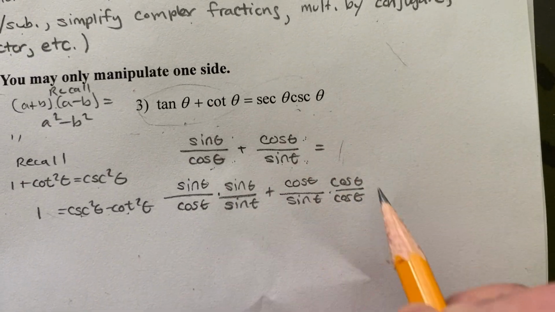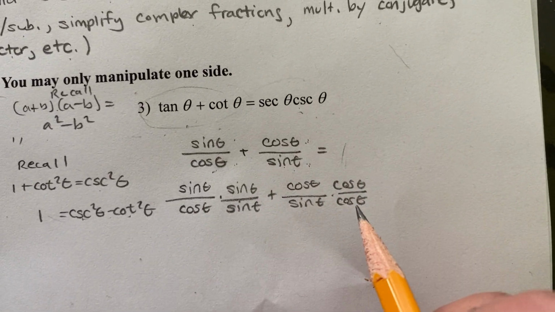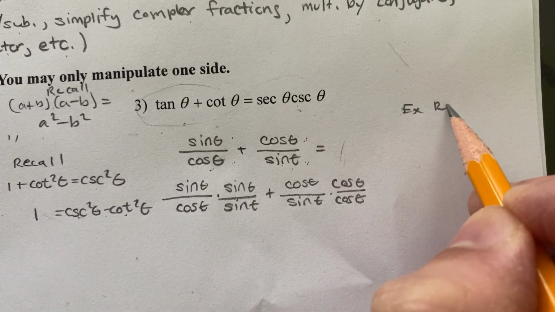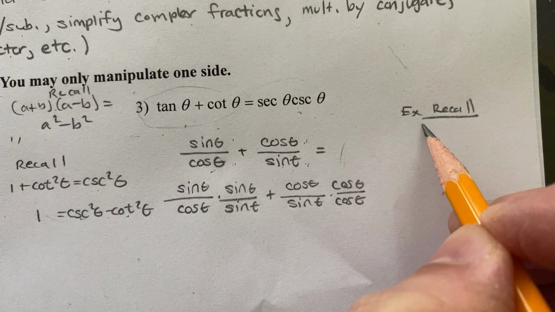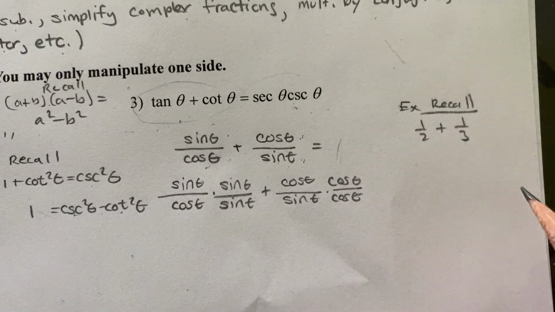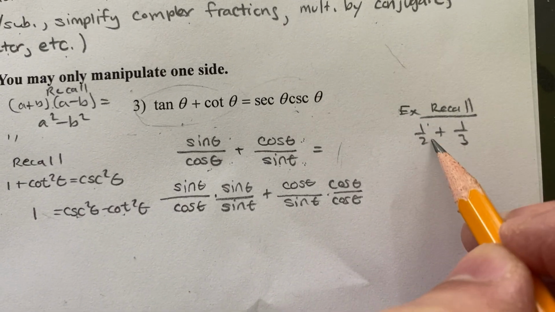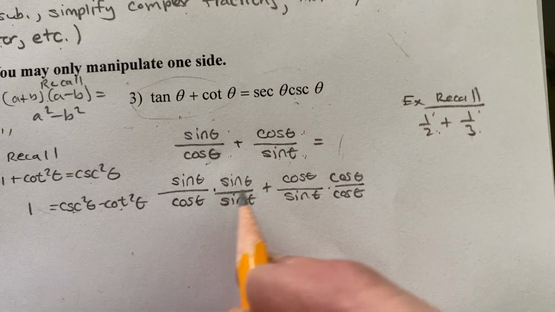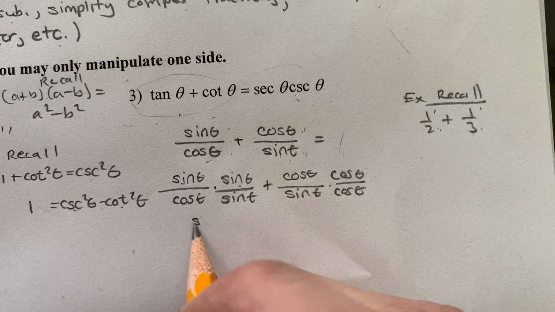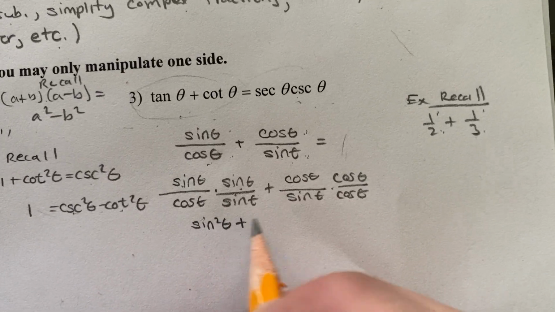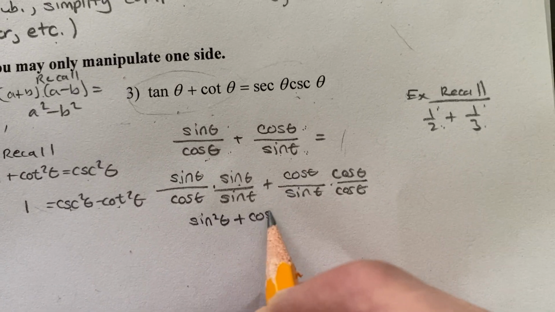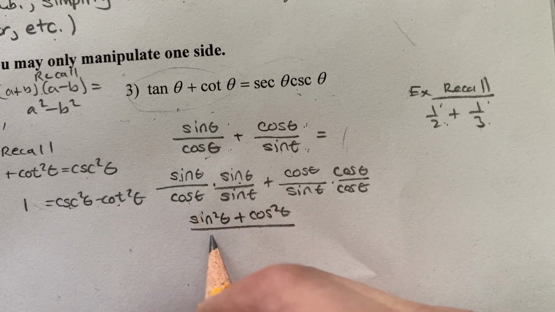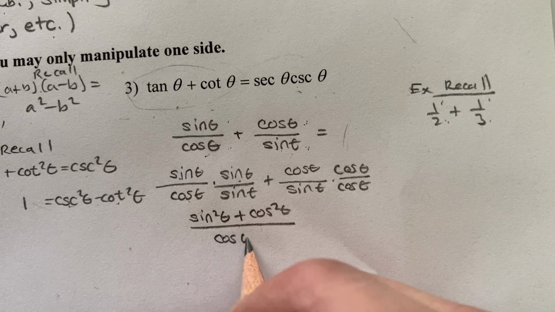Okay, so this step right here, hopefully you guys should not be overwhelmed, right? This is just adding fractions. In other words, recall, right, what's 1/2 plus 1/3, right? I have to multiply this guy by 3 over 3, 2 over 2, and then add. So likewise, same concept. Okay, in my numerator, I'm going to get sine squared theta. In my denominator, I'm going to get cosine squared theta, right? All over, right, the LCD, which is sine theta, cosine theta.